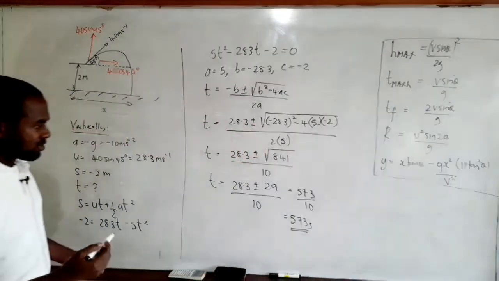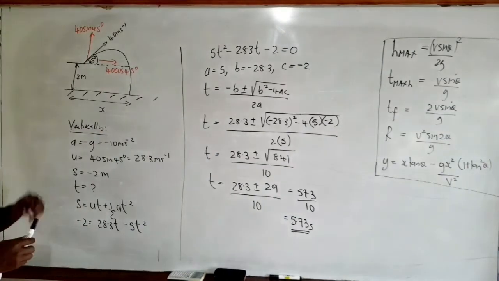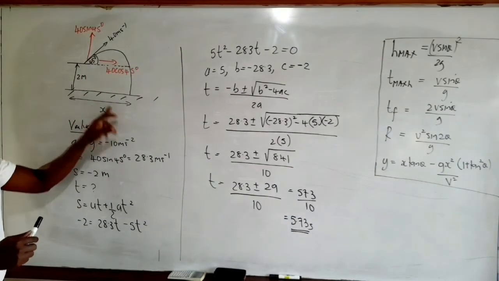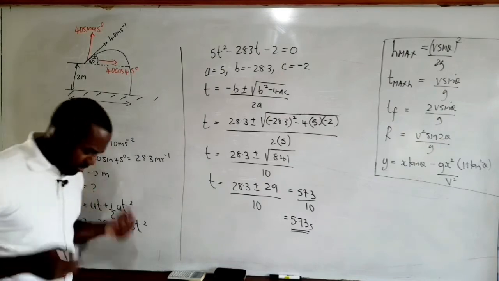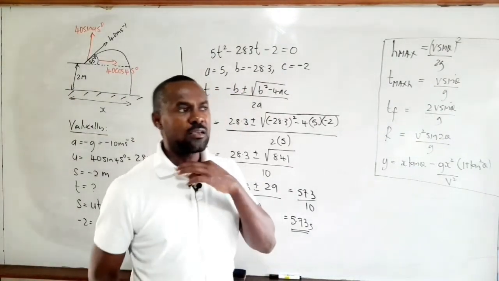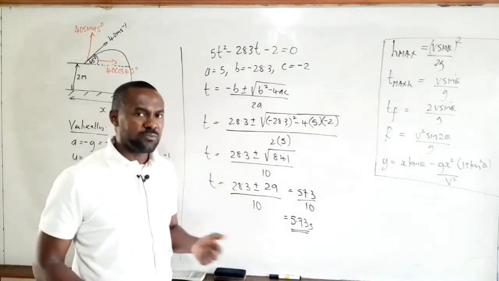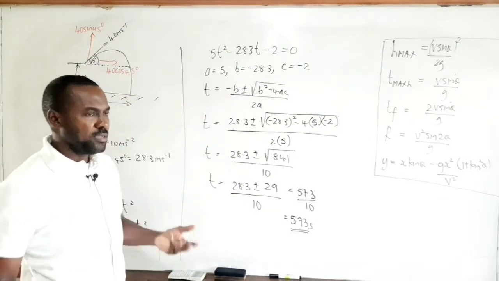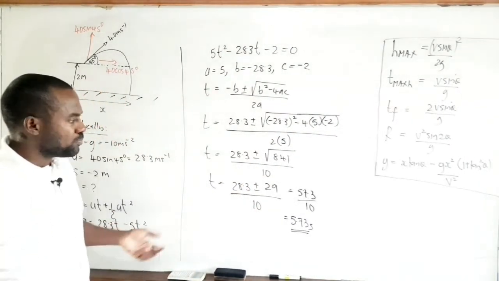Good? So that's just the first part. Now we need to go ahead and find the horizontal distance traveled. Now we know that basically horizontally the velocity will be constant, and so therefore speed is equal to distance traveled over time taken, and therefore it means that distance is equal to speed by time.